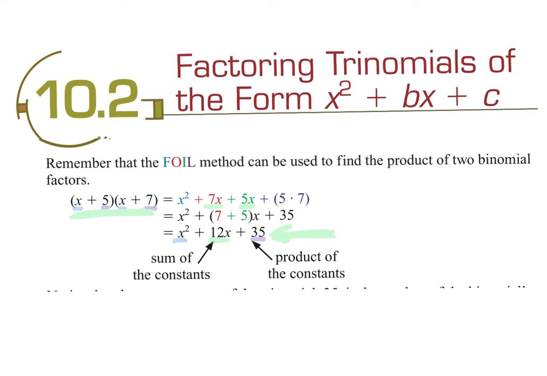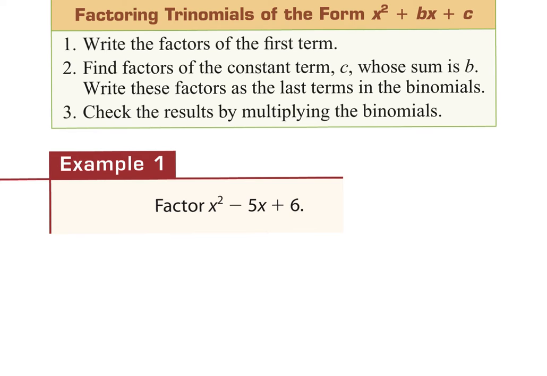All right, so then you have to start thinking about, if I am going to be given the trinomial, I have to think about factors of these numbers and how they work together. All right, so let's look at this first example. They give us the rules. Write the factors of the first term, find the factors of the constant term, and then figure out how they work together to give you the middle term.